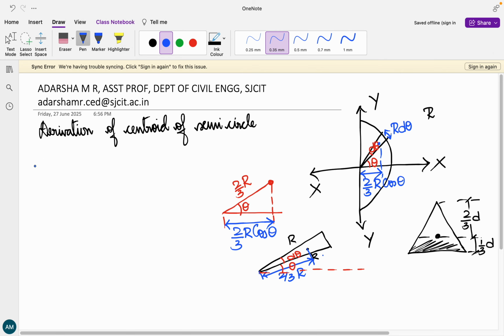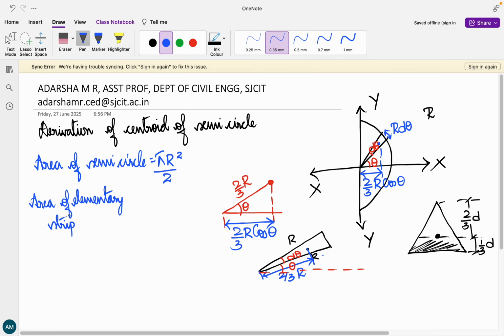Now let us talk about the area of the semicircle first. Area of the semicircle is going to be pi r square divided by 2. Now let us consider the area of the elementary strip. I told you it resembles a triangle, so it is going to be half into base into height. Height is r d theta, base is r. I have dropped the centroid from the triangle onto the x axis. The projection distance is nothing but 2 by 3 r cos theta.